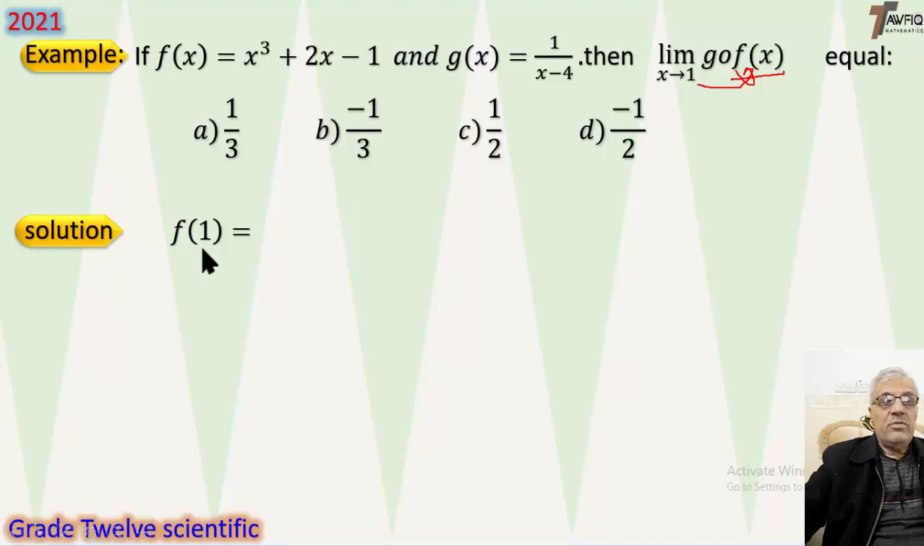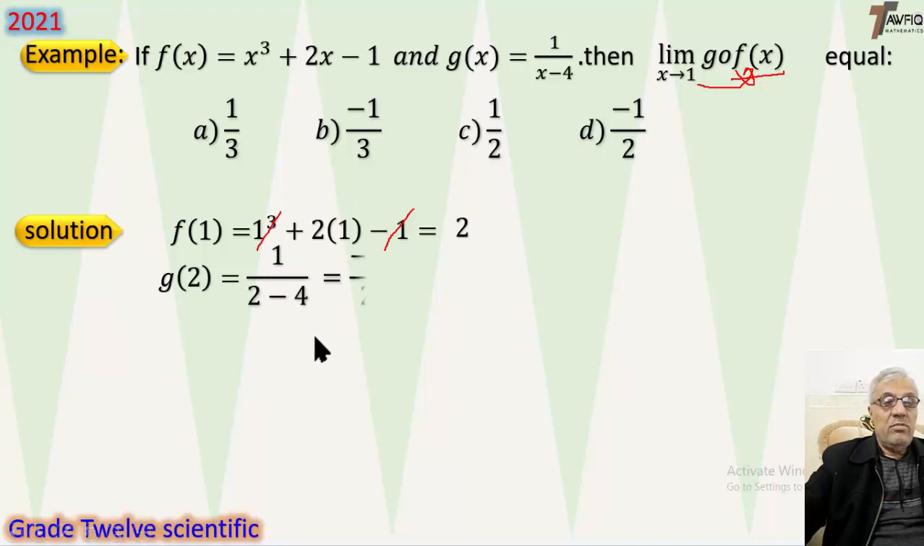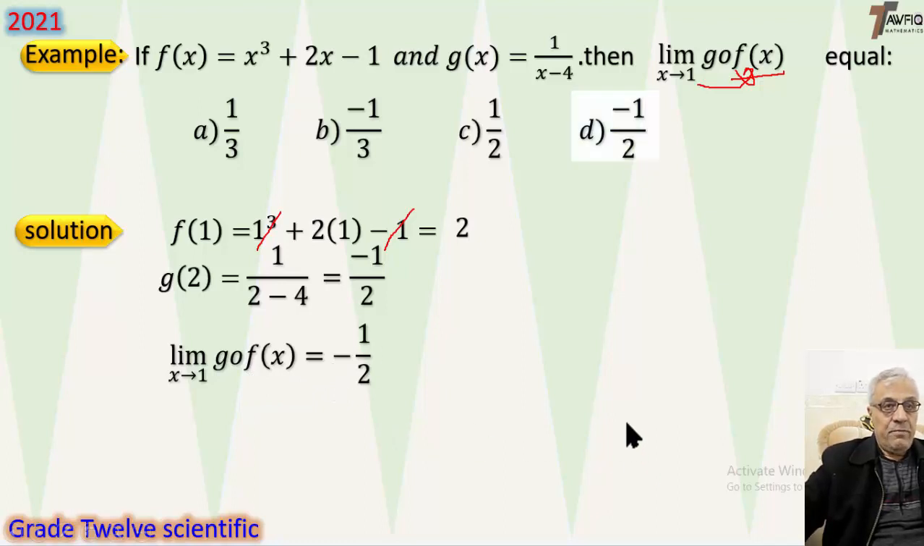Find f(1). It becomes 1 cubed plus 2 times 1 minus 1, which equals 2, because this one cancels with this one, and 2 times 1 is 2. And now find g of 2. g of 2 is equal to 1 over 2 minus 4, which is equal to minus 1 over 2. That means the limit as x approaches 1 for g of f(x) is equal to minus 1 over 2. D is the correct answer.